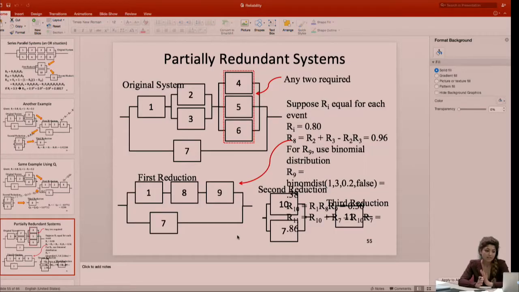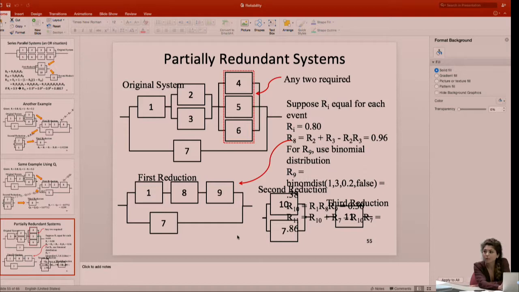So this next example is kind of a partially redundant system. What does this mean? In this case, we made it a little more complicated by adding a conditional combinatorial aspect to it. So we say the system works. You have component 1 that doesn't have a redundant component directly, but 2 has a redundant component, 3. And for 4, 5, 6, the condition says any 2 are required.